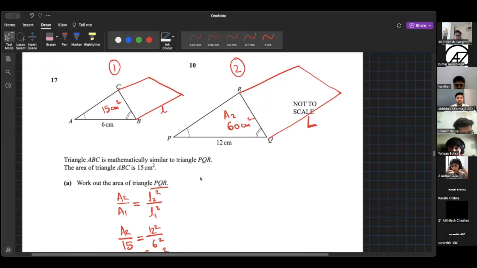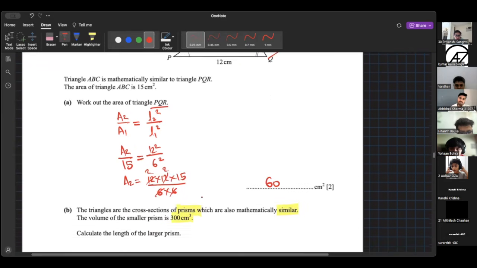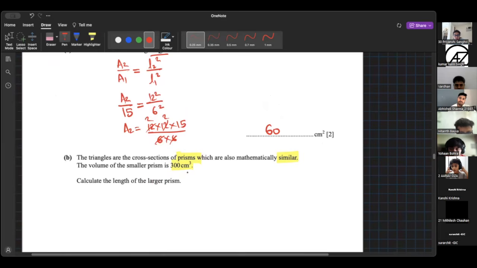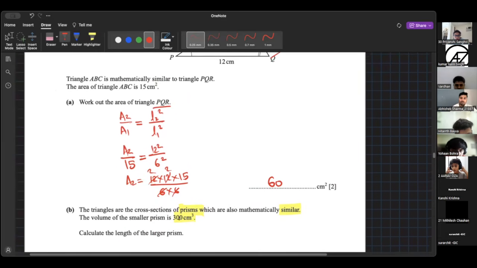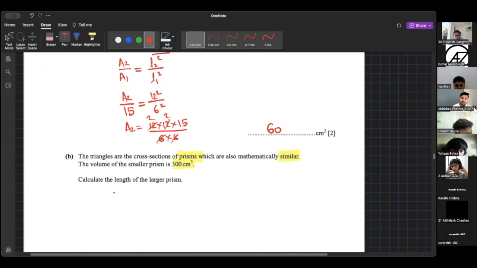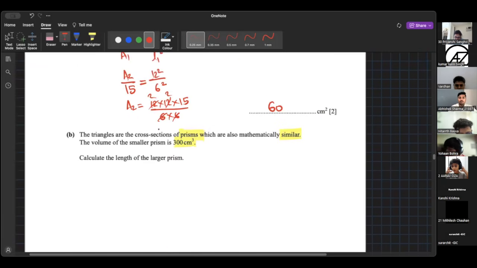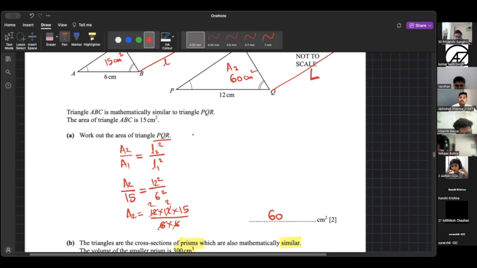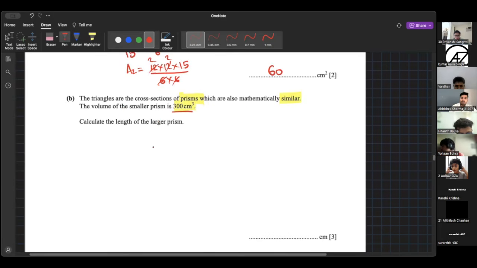The volume is given, so volume is equal to area of cross section times L. First we can find the volume of the bigger prism, since the volume of the smaller prism is given. So V2 upon V1 is equal to L2 cube upon L1 cube. Can we write like this? So V2 upon 300 is equal to L2 cube, that is 12 cube upon 6 cube, right?